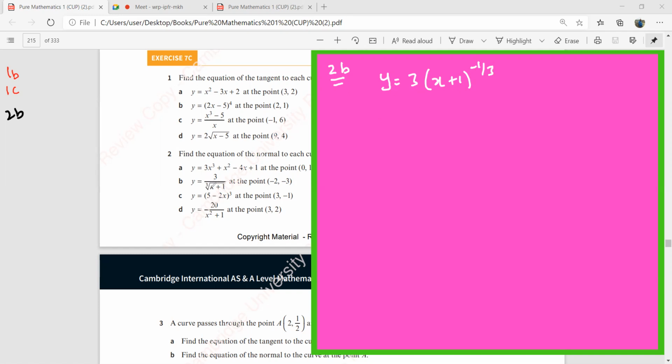Yes, beta. लास्ट पार्ट करना है, डी करना है, बी करना है। Acha, let me finish this b part, beta.